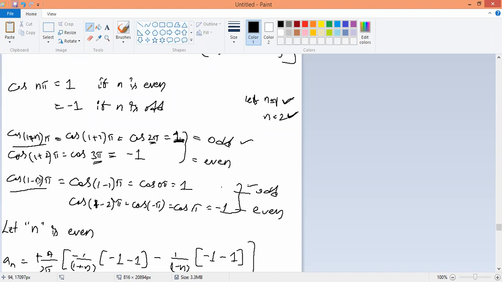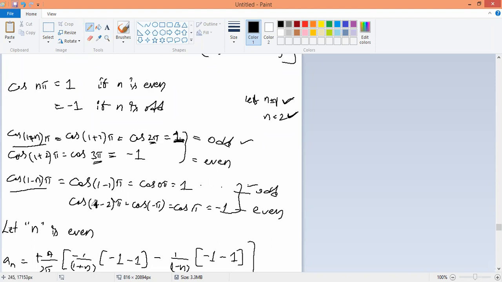Similarly, cos of (1 minus n) pi. Now see the cos of (1 minus n) pi value. First substitute the odd value, n is odd. Cos of (1 minus 1) pi, that equals cos of 0 pi, that equals 1. Now if n is odd, cos of (1 minus n) pi is 1.